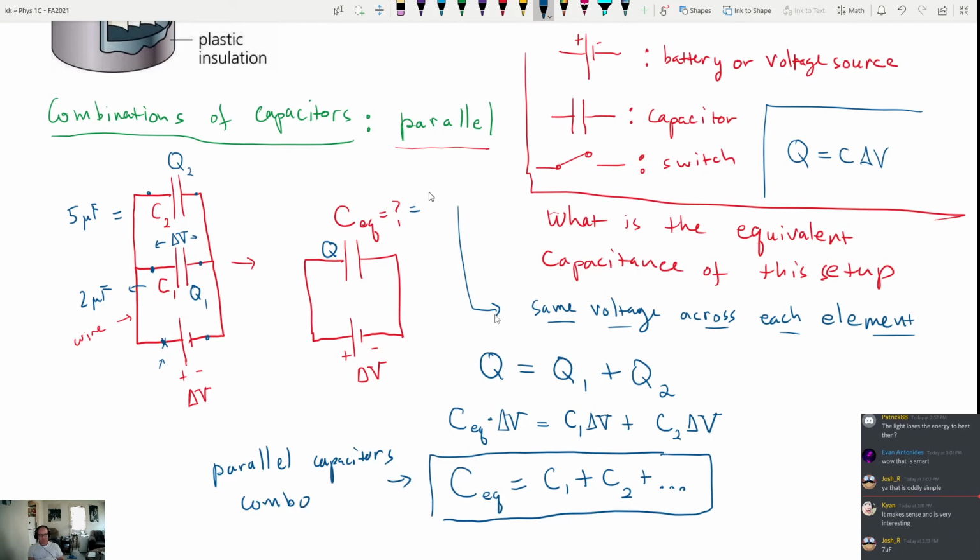Seven. Yeah, it's easy. Just add them. 7 microfarads. Super simple. Now, if I were to stack more capacitors on here, every capacitor that I stack on here, you just keep adding them. Really simple. This is the easier one.